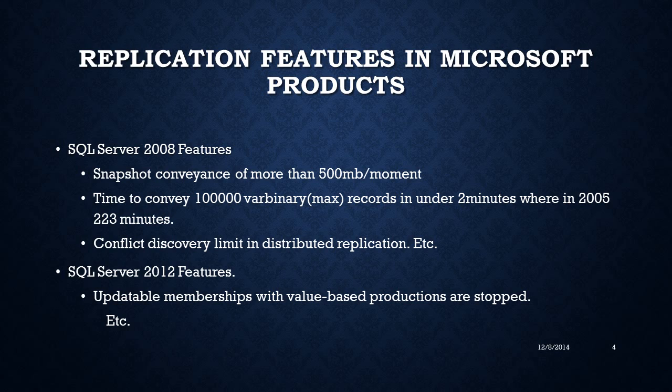Next is replication features in Microsoft products. I'm giving two examples of two products, which are the 2008 and 2012 features. For the SQL Server 2008 feature, one of the advantages is snapshot delivery of more than 500 MB per second, and also time to deliver up to 100,000 binary marks record in under 2 minutes, where in 2005, 2003 minutes. The last one is conflict detection ability in peer-to-peer replication, etc. And for the SQL Server 2012 features, its updatable subscription with transactional replication has stopped.